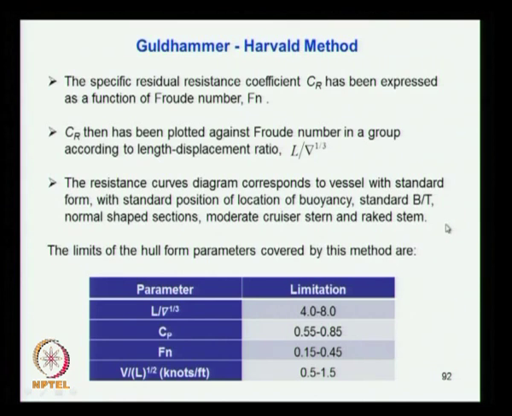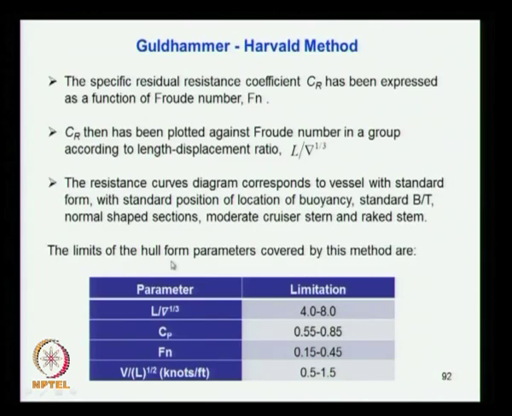So, whenever there is a deviation from these values, you have to apply a correction to the Cr values which you get, for a ship which deviates from the standard values used by Harvald. The limit of application of this method is L by delta power 1/3 from 4 to 8. As I said, it starts from 4 with a 0.5 increment, 4.5 and so on, so you have the charts available for these values.